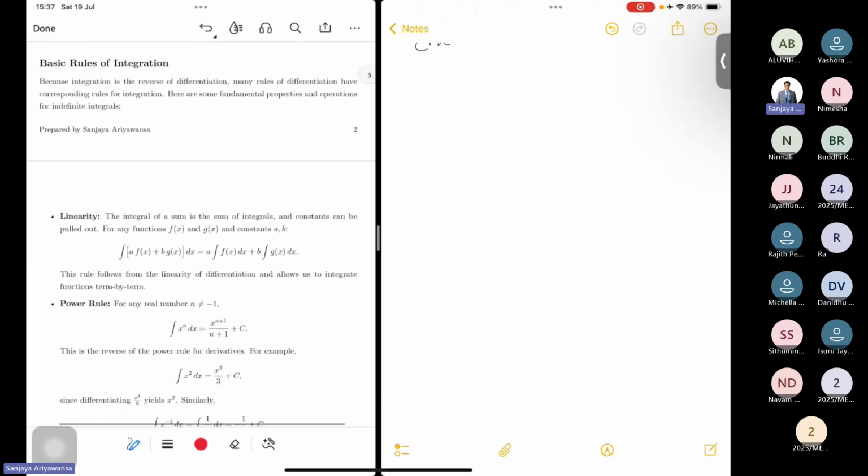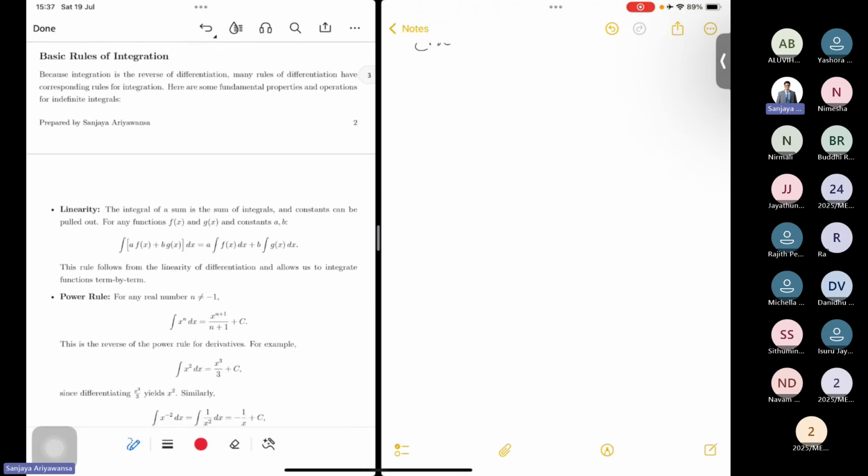When we're talking about integration, similar to differentiation, we have basic rules. What's the first rule? We'll first look at linearity. What does linearity say? It says the integral of a sum is the sum of integrals, and constants can be pulled out, for any functions f of x and g of x and constants a, b. So if I have a times f of x plus b times g of x, where f of x and g of x are continuous functions and a and b are constants.